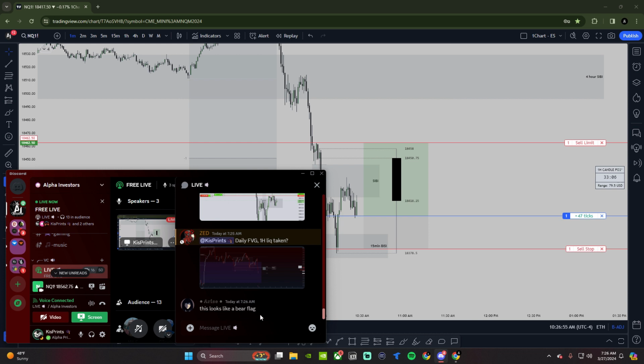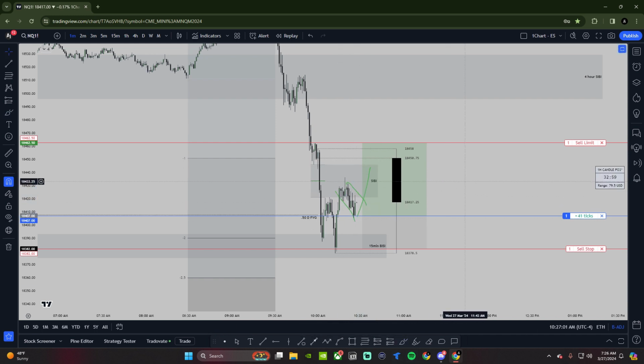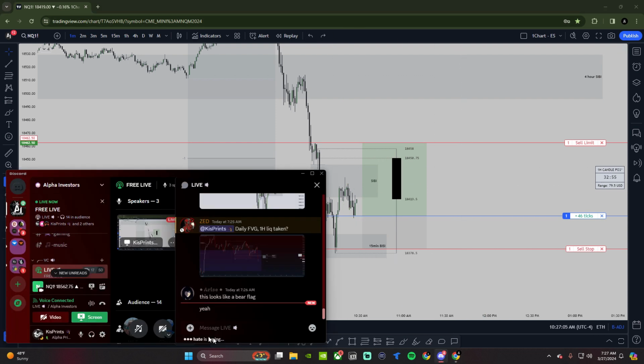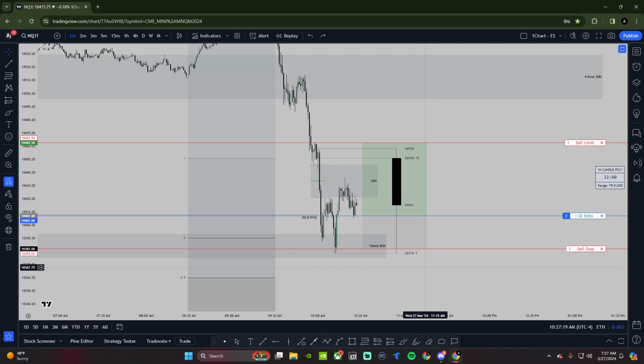This looks like a bear flag. I think this is a bull flag, not a bear flag. How do I know more retail concepts than you, bro? Come on. Bro's such a nerd. I really nerded out right there, huh?